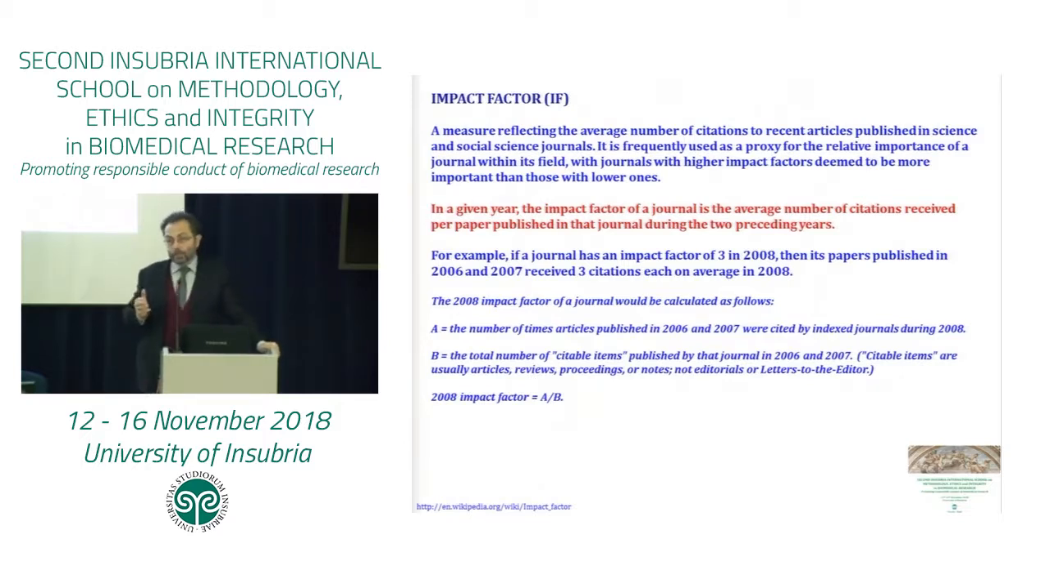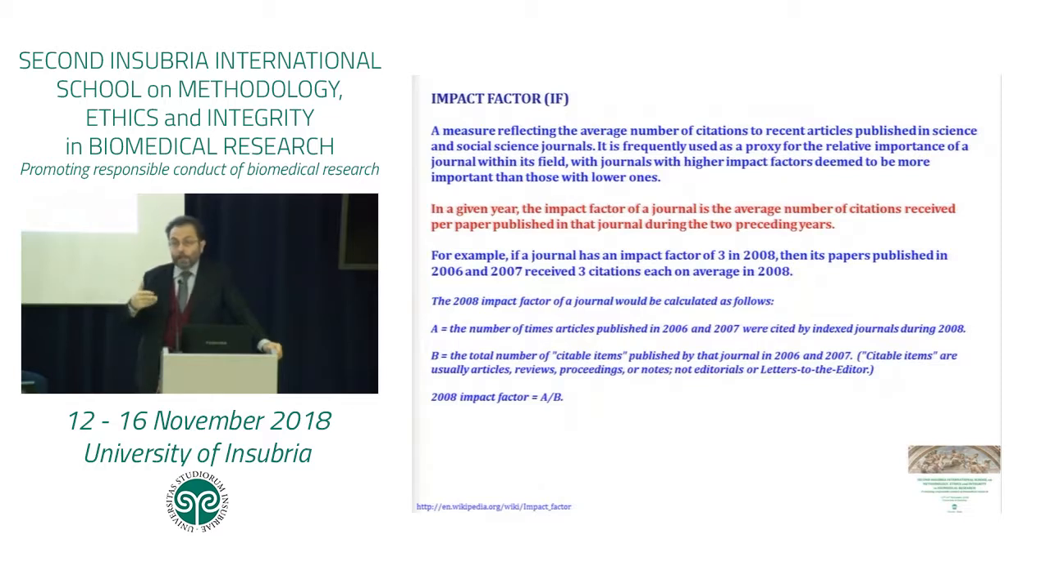Impact factor is just the result of a ratio in a given year. You see the definition in red. In a given year, the impact factor of a journal is the average number of citations received per paper published in that journal during the 2 preceding years. In other terms, if during the 2 preceding years a journal published, let's say, 50 papers, and these 50 papers received as a whole 100 citations, the impact factor of the journal is 100 divided by 50, it's 2.